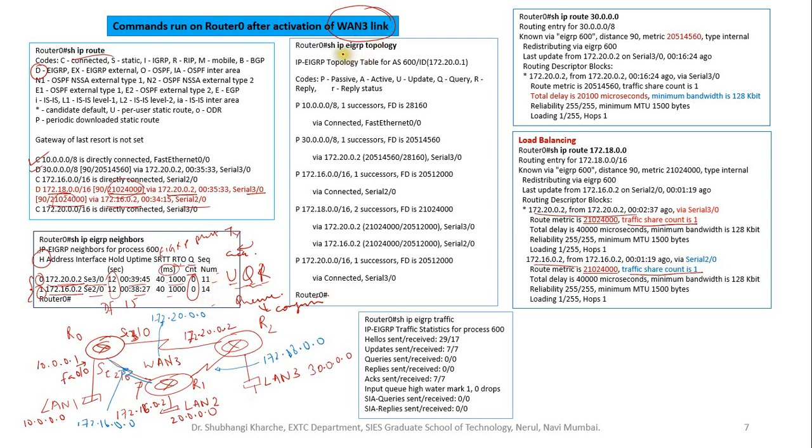Now this is the output for the show ip eigrp topology command. Here you can see P is the Passive state, which means the router has not received any EIGRP input from a neighbor and the network is assumed to be stable.